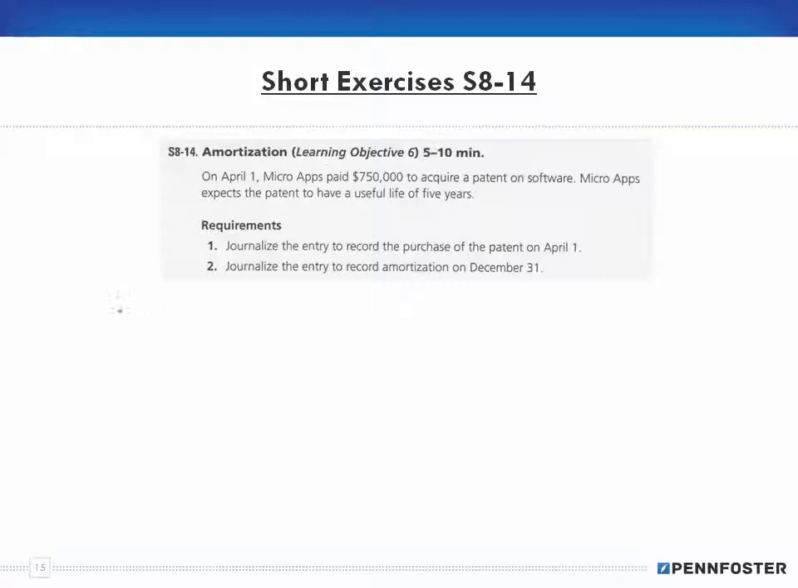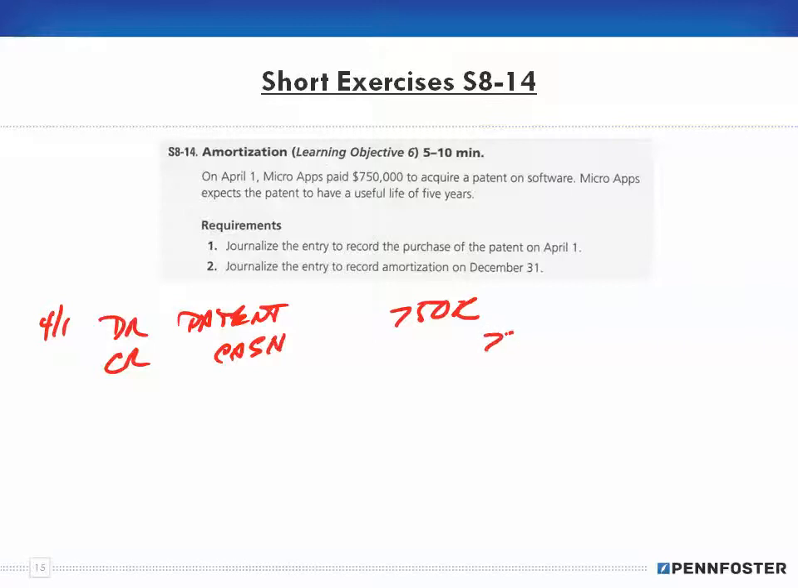And so let's journalize the purchase of the patent on April 1. So that's the date. What are we getting? We're getting a patent for $750,000, and we're crediting our cash, which we pay. So that's $750,000. Okay, so journalize the entry to record amortization on December 31st. So we're buying it on April 1st, and we're amortizing it on December 31st.